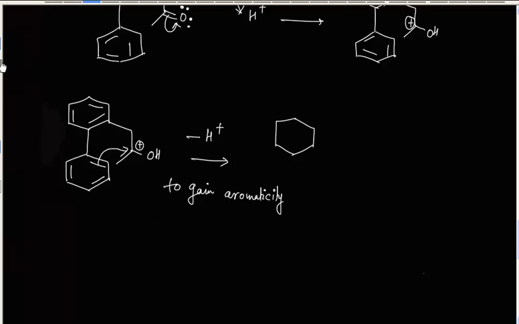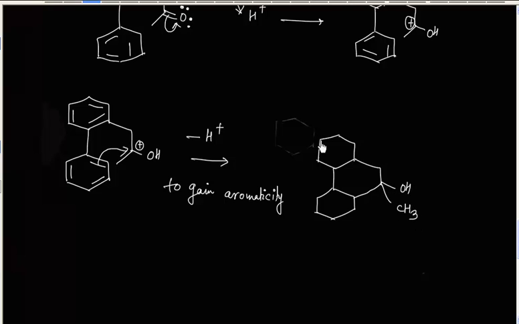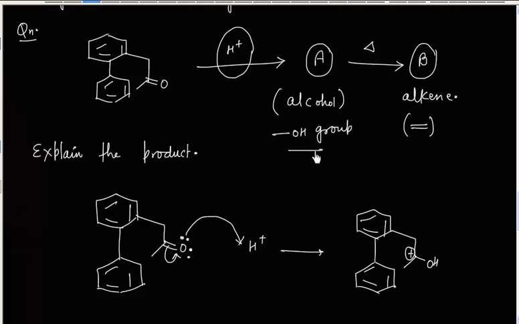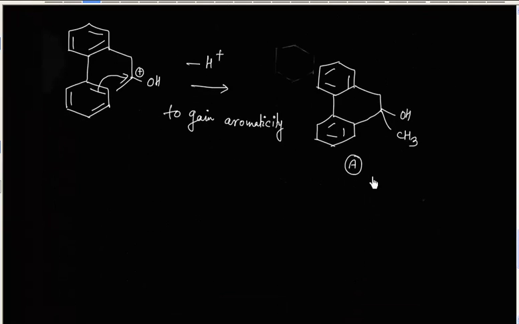So we will have this as the product. Now this carbon and this carbon will be connected, and this will have an OH group and it will have a CH3 group. So this is product A, and it is also given A is an alcohol. So this is alcohol.